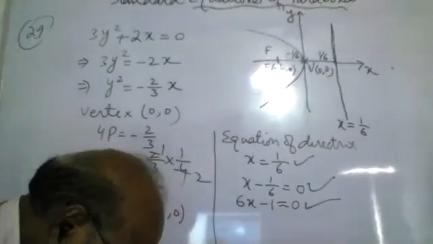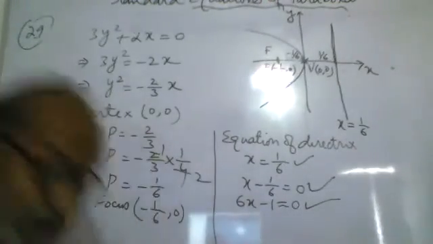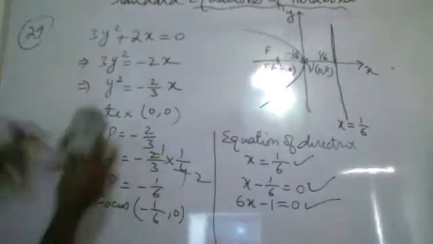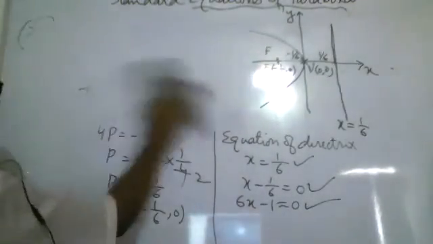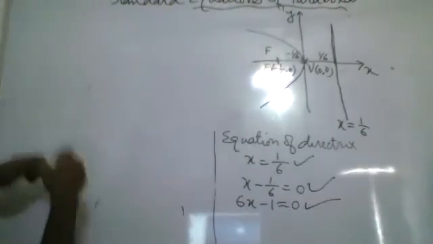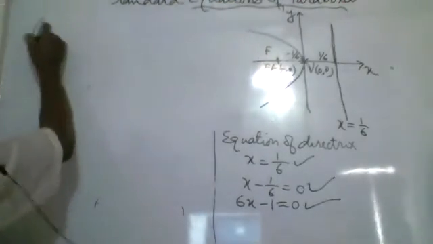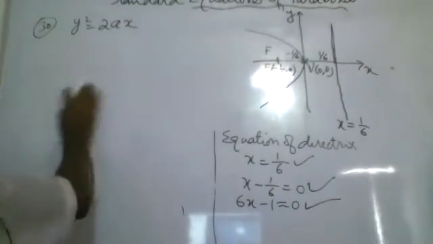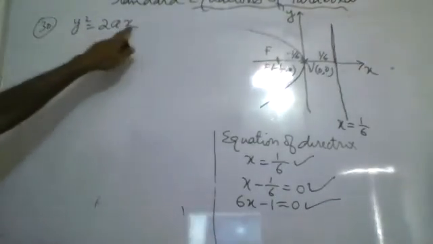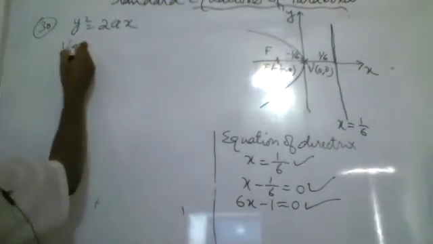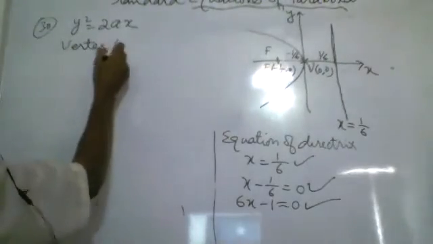Y square is equal to 2ax. Question number 30. Y square is equal to 2ax. So that will be the vertex. This is in the standard form. So the vertex is at the origin.